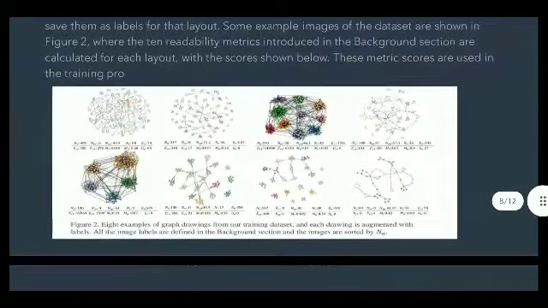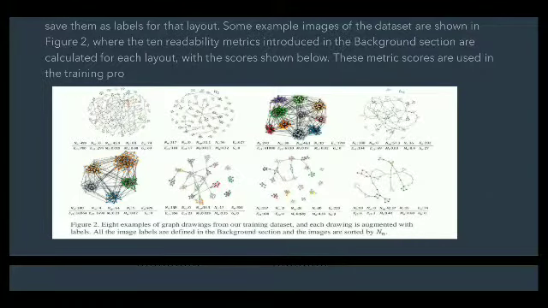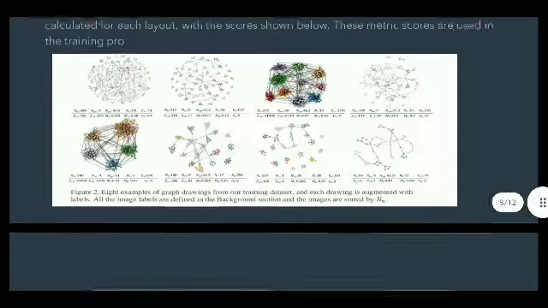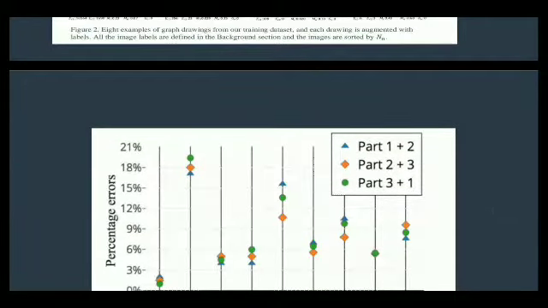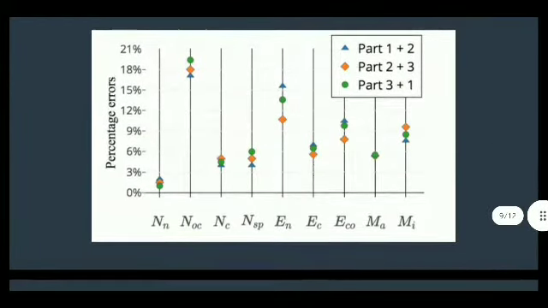As we can see, these are examples of drawings from our data set, in which the augmented labels are the image labels from the background section, sorted from the nodes by NN. And these are the percentage errors across all of NN, NOC, NC, NSP, EN, EC, EO, ECO, MA, MI.